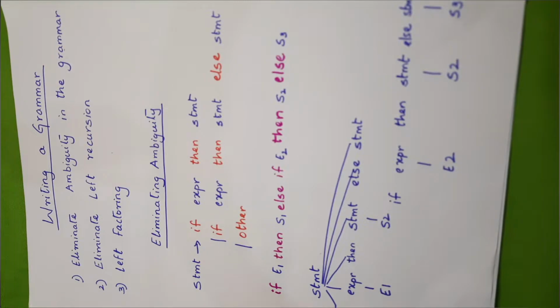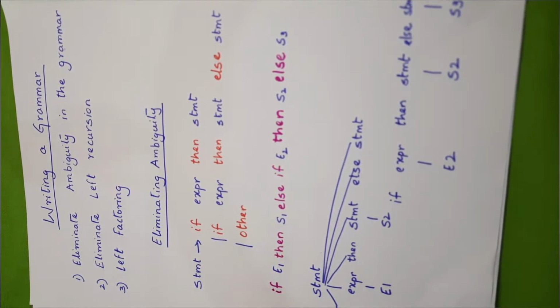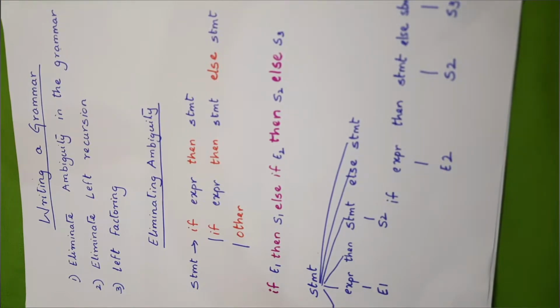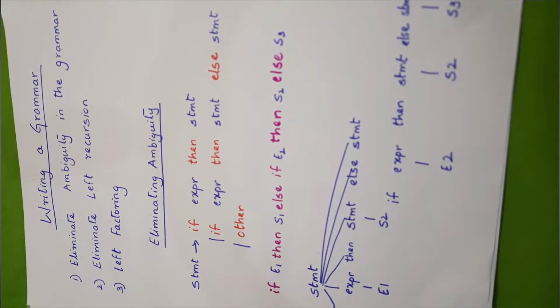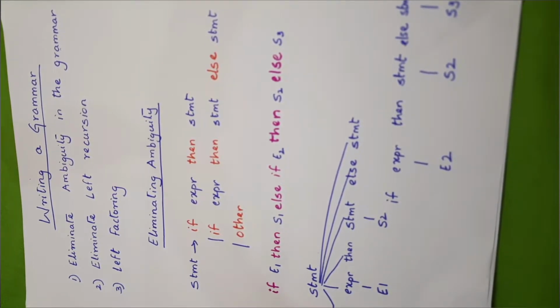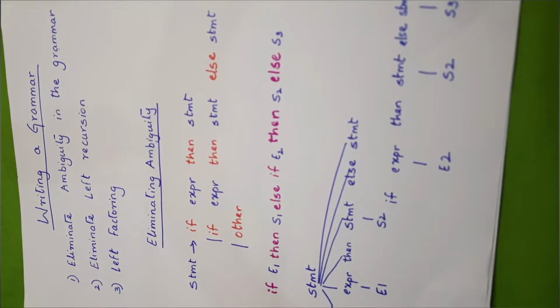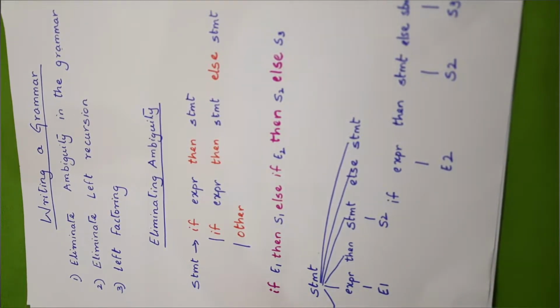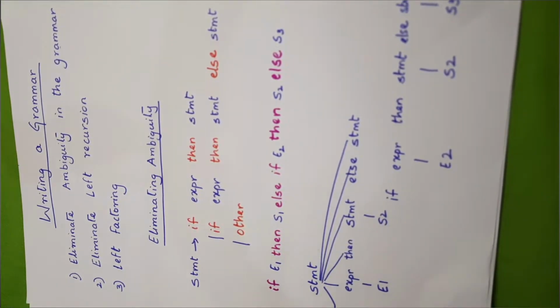These grammars must first be transformed in order to use them in parsing or syntax analysis. To use the grammar in syntax analysis or parsing, the grammar must not contain ambiguity. Therefore, before using the grammar for parsing, we have to apply certain transformations to the grammar. The first one is to eliminate ambiguity in the grammar, then eliminate left recursion and apply left factoring to the grammar. So the first topic we will discuss is how we will eliminate ambiguity in the grammar.